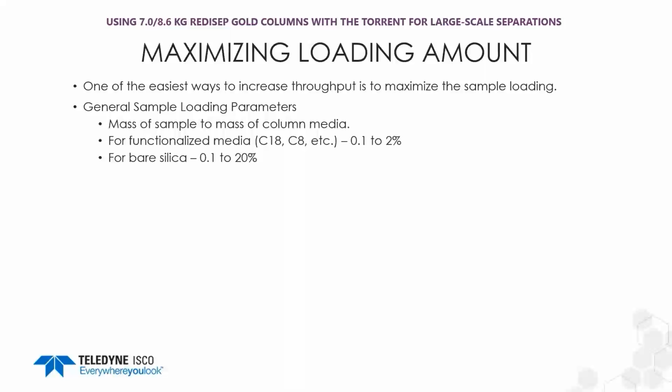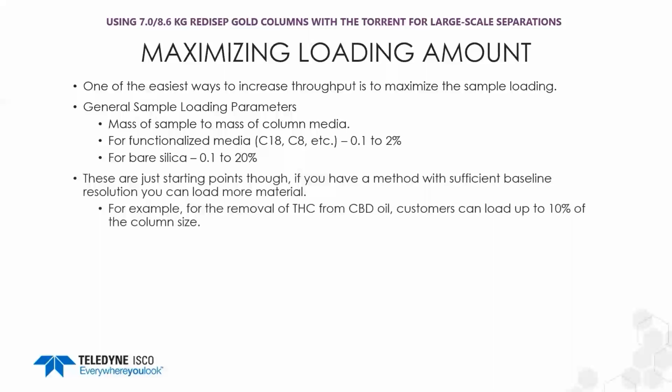For bare silica, because it's not functionalized, it has a lot more sites for interaction, and we can actually go from 0.1 to 20% loading, depending on your baseline separation. These are just starting points, as I mentioned. For example, for the removal of THC from CBD, customers could load up to 10% of the column size on a C18 media, which is drastically overloaded for what most people are used to using on C18.